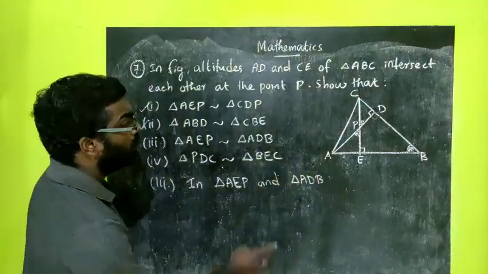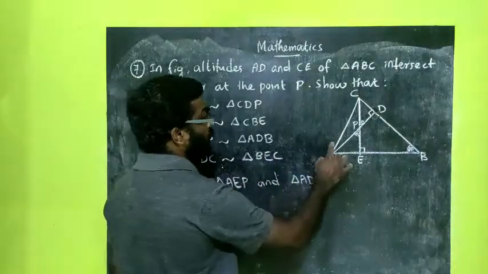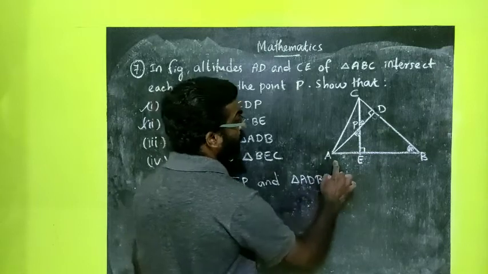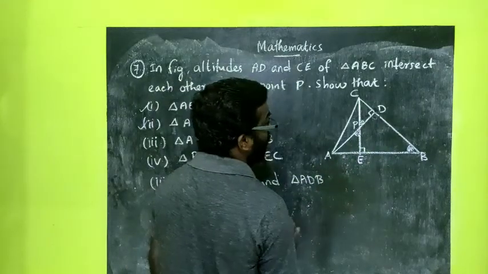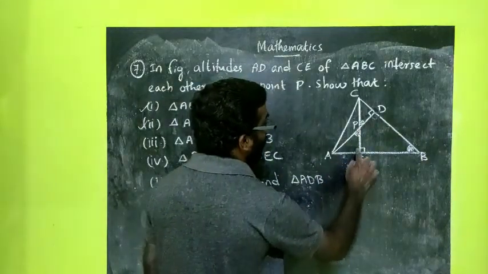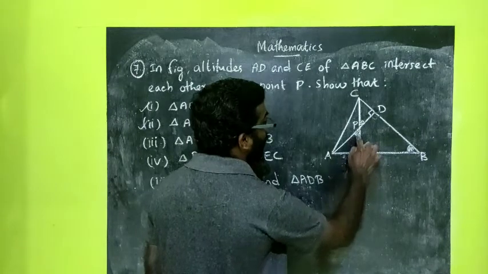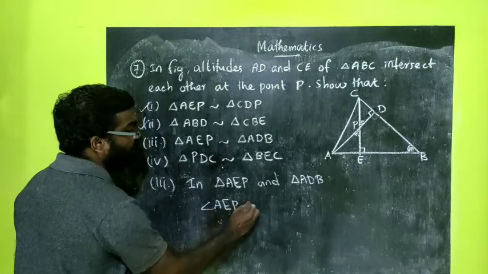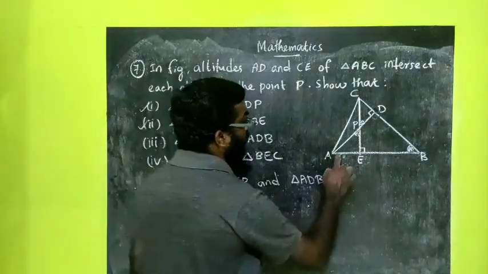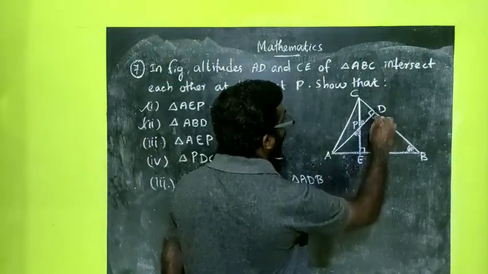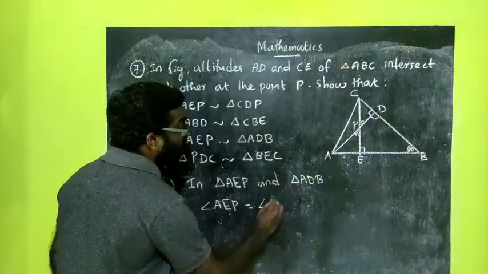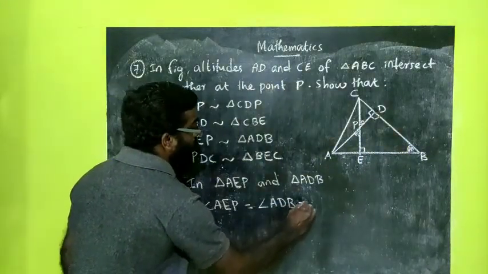Okay. Observe the figure AEP, this one, ADB, the large one. Okay. So in AEP, here 90 degree, angle AEP is 90 degree. So angle AEP, which is equal to, here in triangle ADB, angle ADB is 90 degree. So angle AEP equals angle ADB, both are 90 degree.